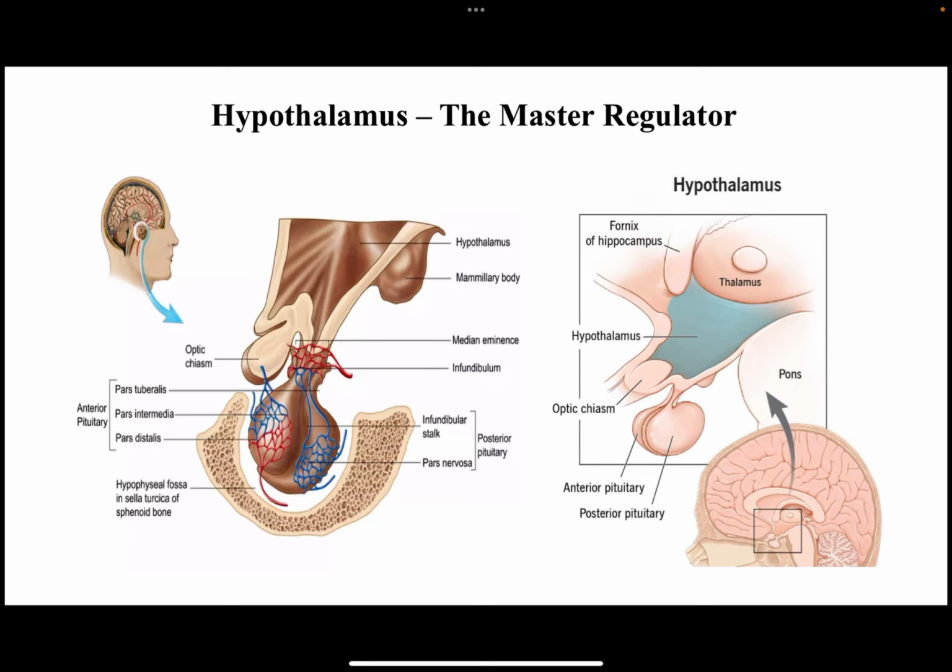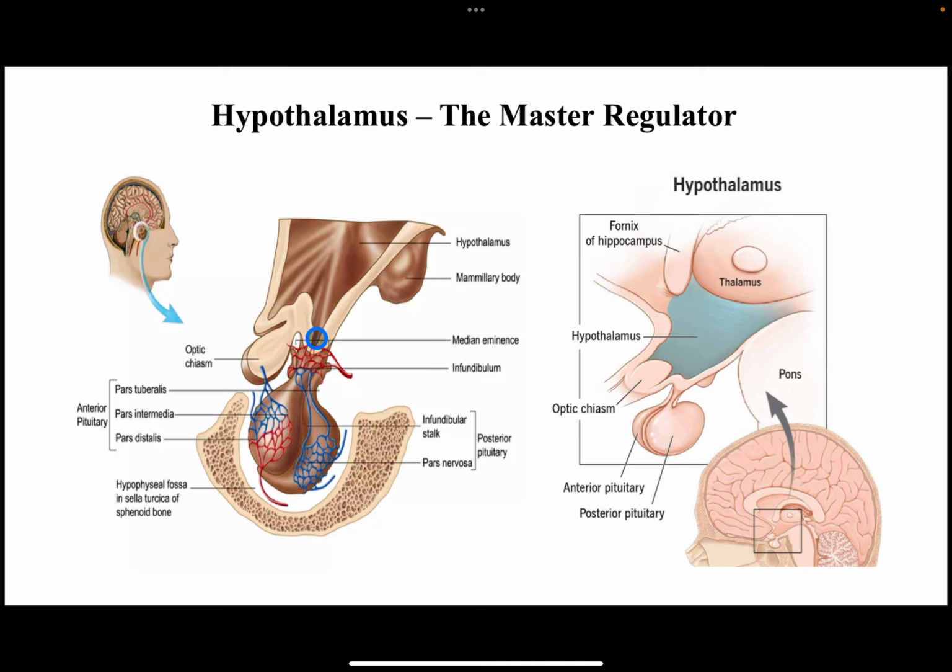All right, so this is what I was talking about: the hypothalamus, the master regulator. This is the hypothalamus, over here. You see, this is the thalamus, and then the hypothalamus is located over here. The hypothalamus actually connects to the posterior pituitary and the anterior pituitary.